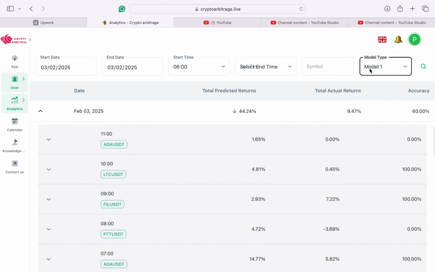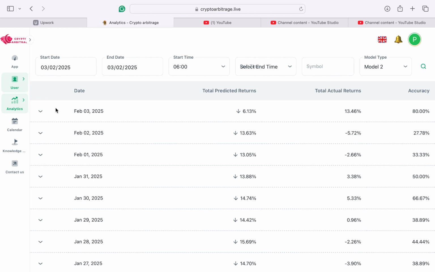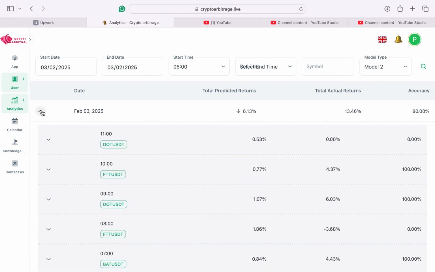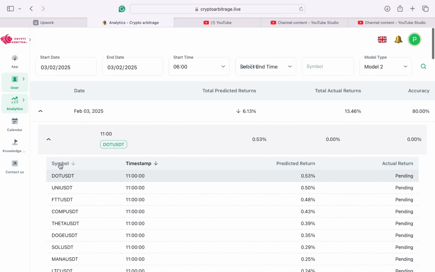I'm going to choose another one here, model 2, and see how it looks and what crypto the model is recommending. This one has a higher actual return of around 13%, and it recommends USDT. And this is essentially what this recommendation platform looks like.